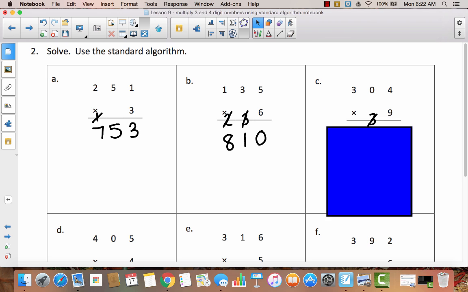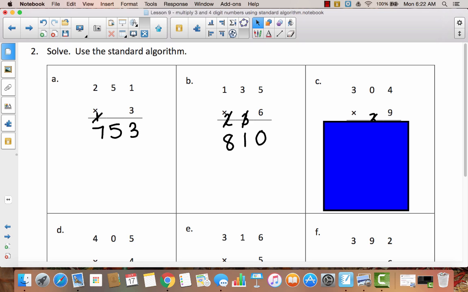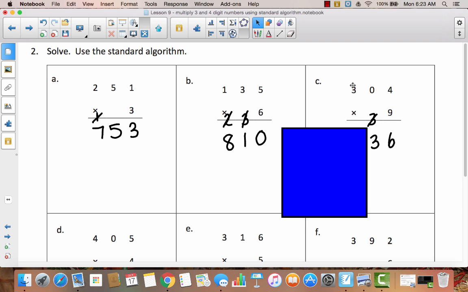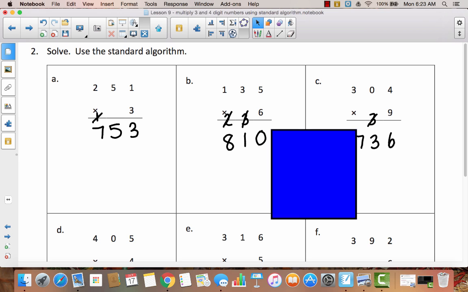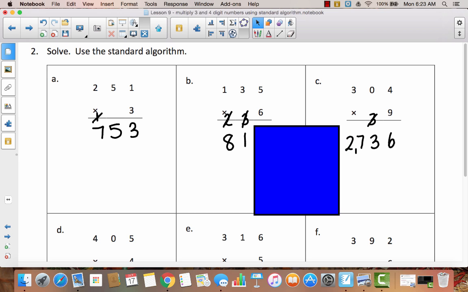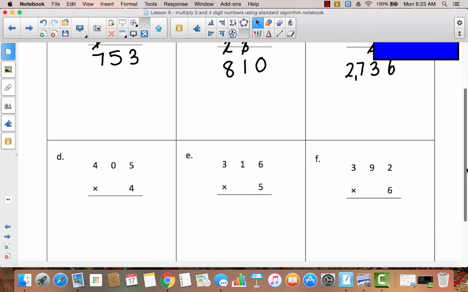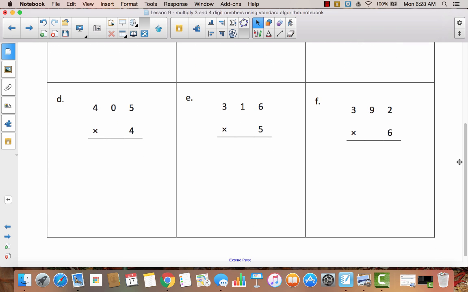I started here with my 4 ones times 9, which gave me 36. So you can see here that I put my 3 tens, or excuse me, my 36 ones. 0 times 9 is 0 tens plus 3, which gave me 3 tens, and 3 hundredths times 9 gave me 27 hundredths, or 2,736. All right, I'd like for you to try to do D, E, and F all by yourself, and then let's come back and check together.